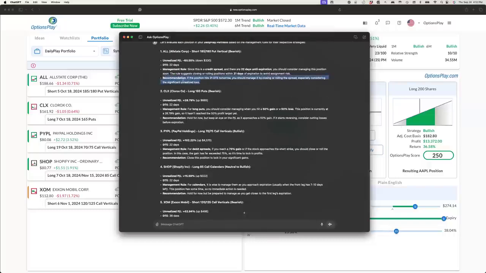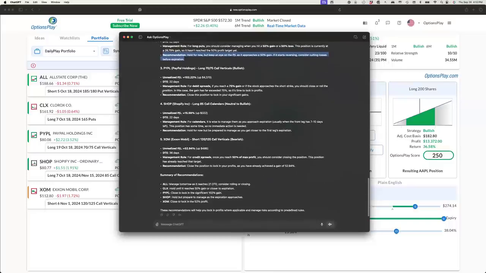So the first one is telling you it's approaching 21 days to expiration. You should manage this by closing or trading it. So we're coming up on time to manage this. The Clorox one, hold it for now and keep an eye on it. The fact that it's up 28%, if it approaches 50%, consider starting to take profits. PayPal, it's telling you to close this position to lock in your gains because we've reached our take profit level. Shopify, hold this for now, but prepare to manage it as it gets closer to the first leg of expiration. And then ExxonMobil, close out this trade to start locking in some profits.